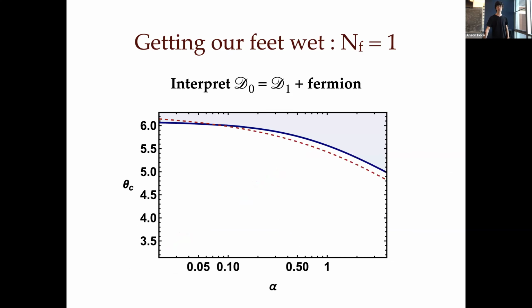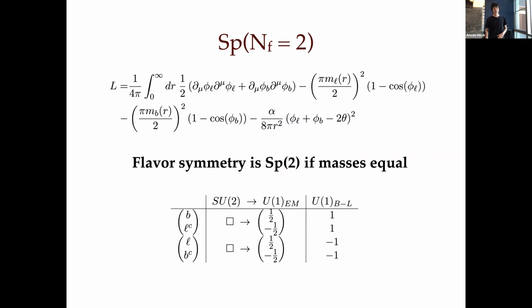So for fun, you can solve this as a function of alpha. And as alpha increases, this critical theta at which it becomes unstable starts decreasing. Okay, so that's all I have to say about a single fermion. Now let's talk about the two fermion case.